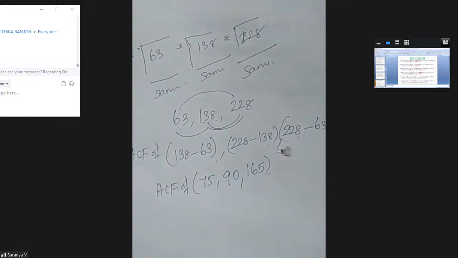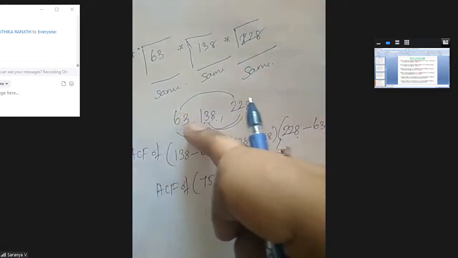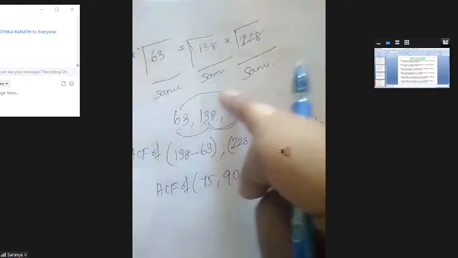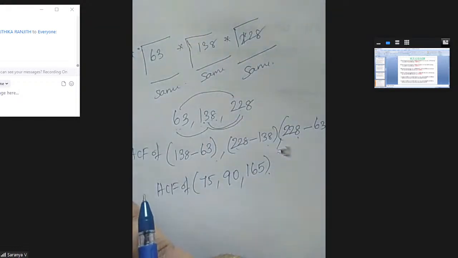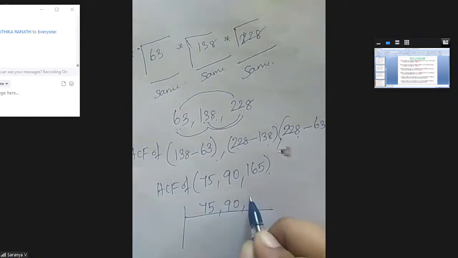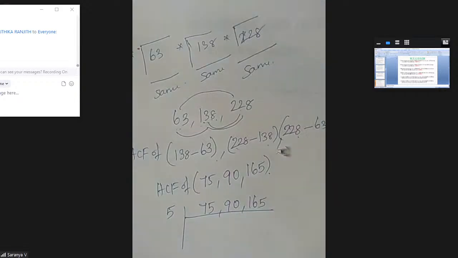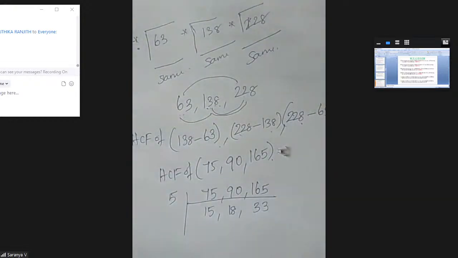So if the remainder is not given, keep in mind, you have to go for the next shortcut method. Find the difference between the combination of each and every number. So now same method, 75, 90, 165. We have the common factor 5, right? So if we take 5, 15 times, 18 times, 33 times. 15 5s are 75, 18 5s are 90, 33 5s are 165.